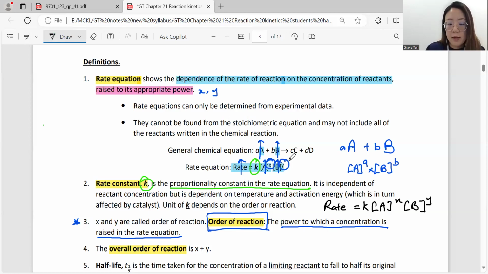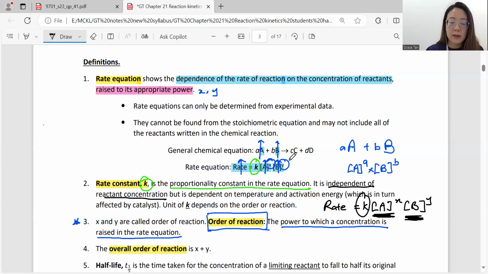Okay, this K is independent of the concentration. You can see that the K is on its own, and the concentration of your capital A and capital B is on its own. So they are not affecting each other. It is independent of the concentration. But just so you know, this K is actually dependent on the temperature and activation energy. This is extra information.